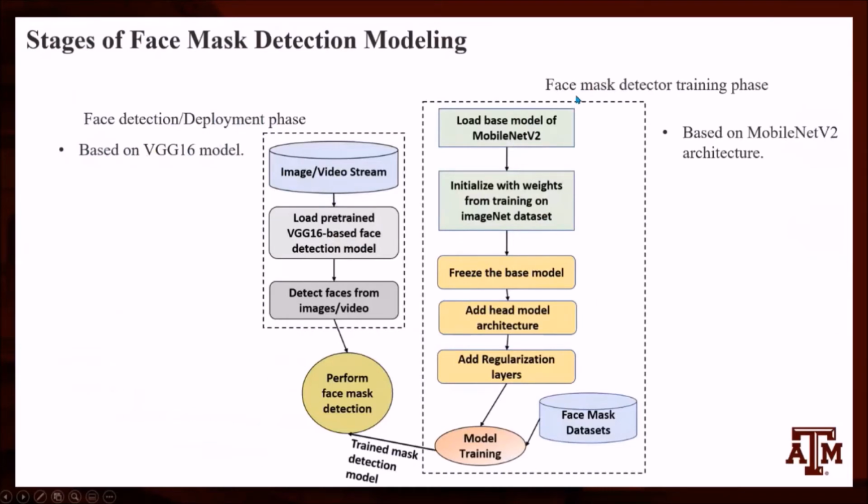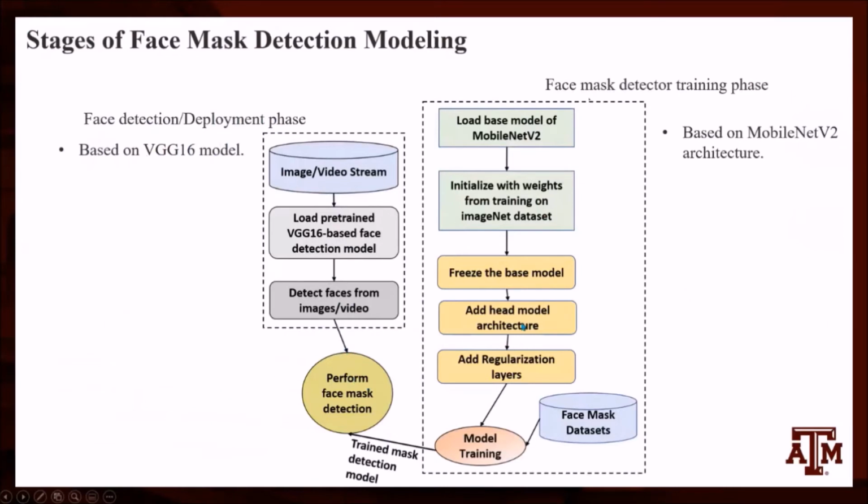So first we have the face detection or deployment phase, which is based on the VGG16 model. When we have a Raspberry Pi camera, we have an image or video stream from which we gather the set of images or the video, and we load the pre-trained VGG16 based face detection model. That basically detects faces or the regions of interest from the images or video, and it is passed to the classifier that we have trained.